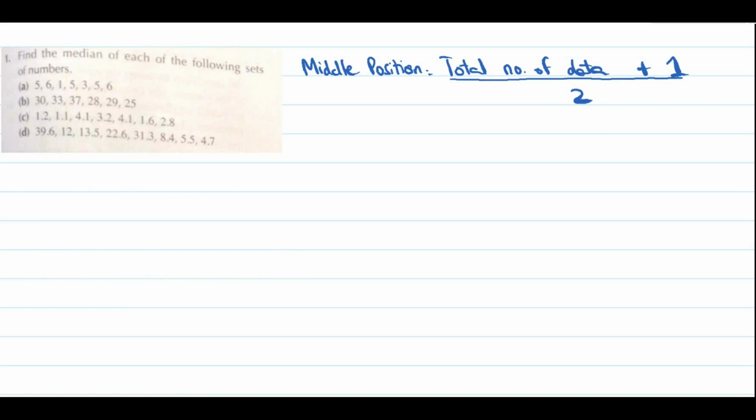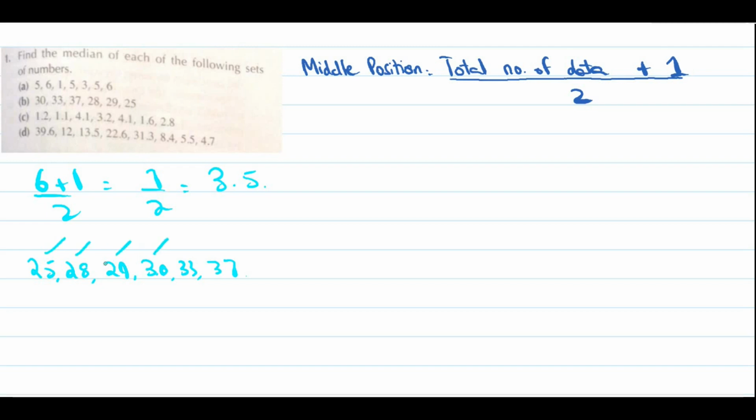Now let's move on to part B. First of all, find the middle position. Total numbers are 6. So 6 plus 1 divided by 2, which is 7 divided by 2, and the middle position is 3.5. Now let's arrange the data in ascending order. So the data would be 25, 28, 29, 30, 33 and 37. Now which is the number 3.5? 1, 2, 3, 4. So 3.5 means that you need to add 29 and 30 together. So 29 plus 30 divided by 2. Therefore, your median would be 29.5.